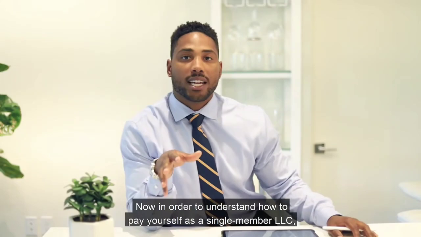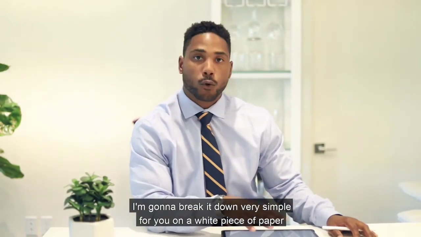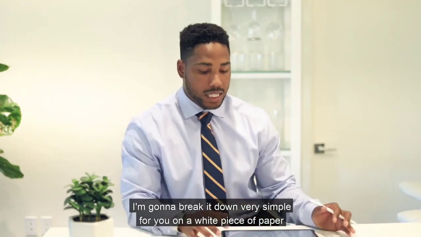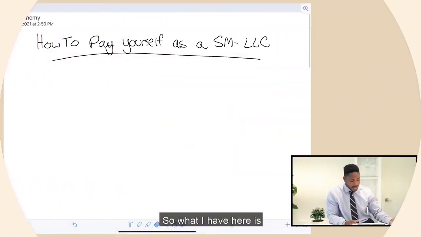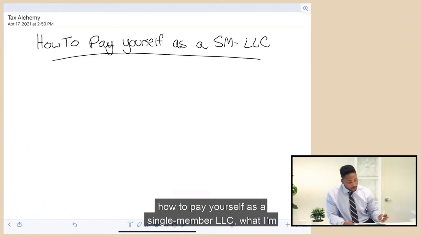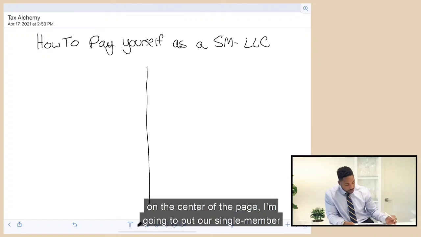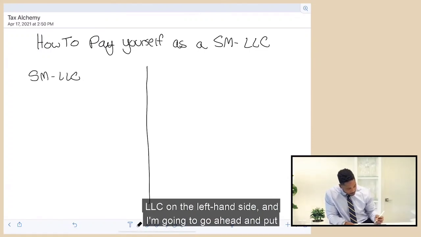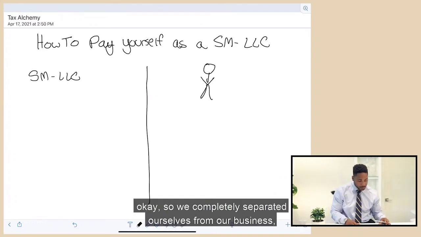Now, in order to understand how to pay yourself as a single member LLC, I'm going to break it down very simple for you on a white piece of paper on my iPad. Let's jump right in. So what I have here is how to pay yourself as a single member LLC. I'm going to draw a line directly on the center of the page. I'm going to put our single member LLC on the left-hand side, and I'm going to put ourselves, us, over here on the right-hand side, okay?